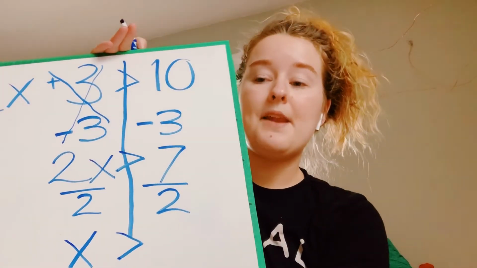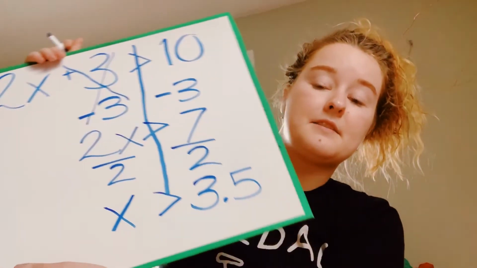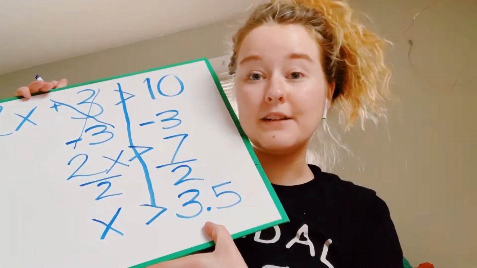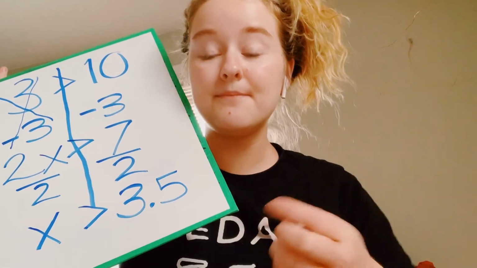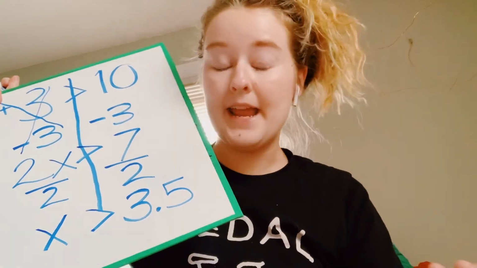And then 7 divided by 2 is going to end up being 3.5, or 3 5/10. So you're left with the answer of x is greater than 3 5/10, 3.5. It's up to you. 7 over 2, that's fine too because that's 7 halves. Same thing as 3 and 1/2.